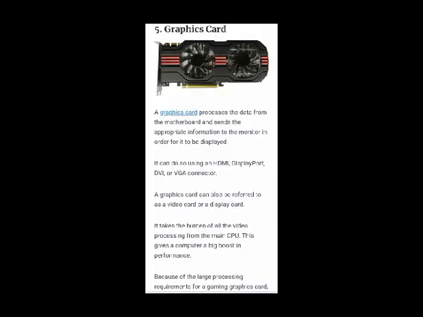Graphics card. It plugs directly into a long slot which has contacts on either side. A graphics card processes the data from the motherboard and sends the appropriate information to the monitor in order for it to be displayed. It can do so using an HDMI, DisplayPort, DVI, or VGA connector. A graphics card can also be referred to as a video card or a display card. It takes the burden of all the video processing from the main CPU, giving a computer a big boost in performance because of the large processing requirements for gaming graphics.